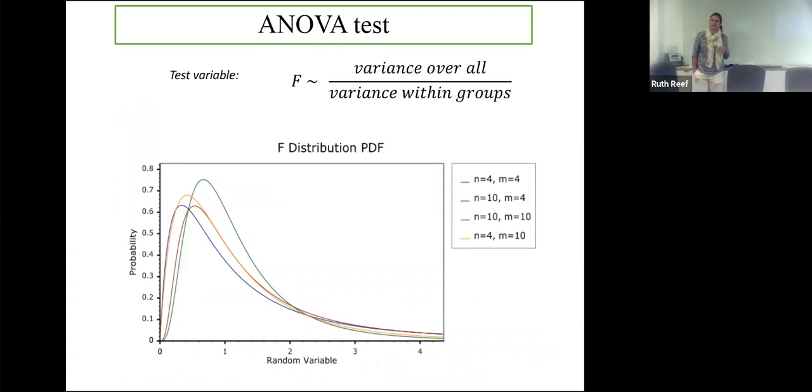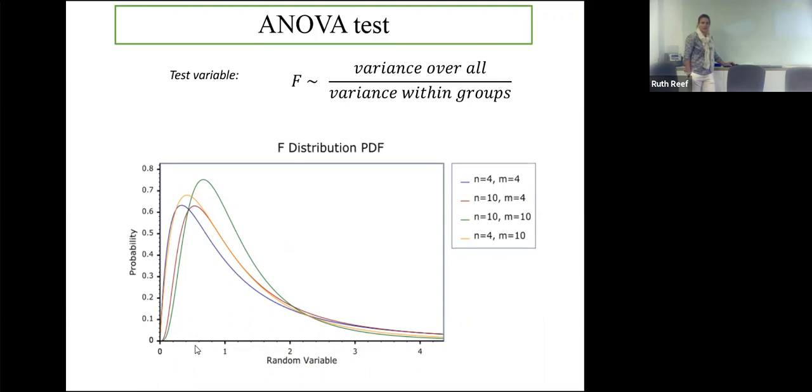This time, instead of calculating a T statistic, we calculate something called the F statistic. And the F has a PDF of its own, again dependent on the number of samples and the size of the population. We'll see in a minute, but the F is pretty much something about the variance between the samples over the variance within the groups.